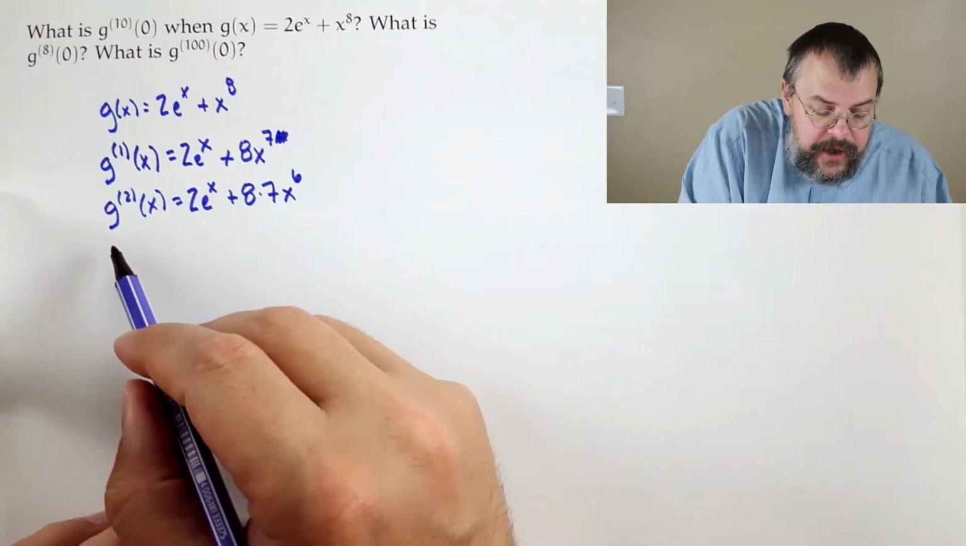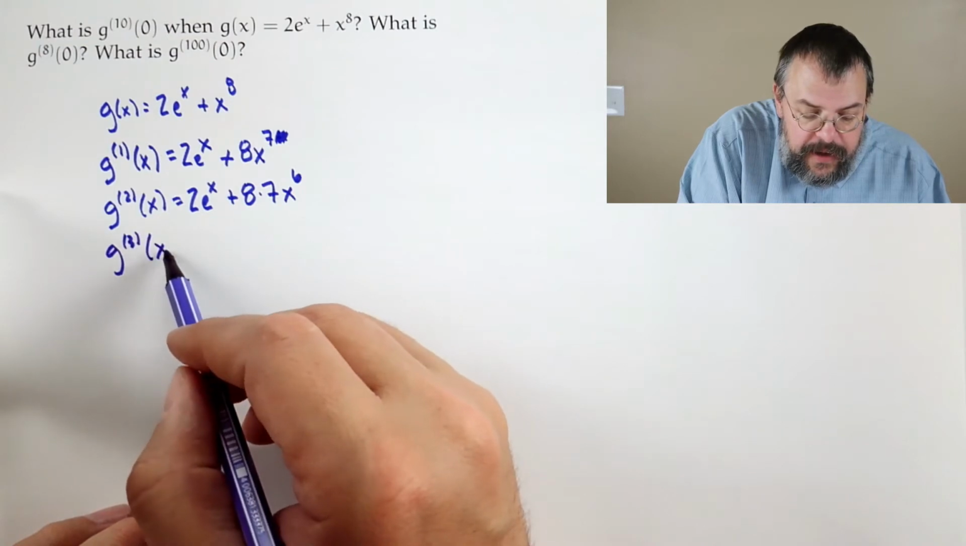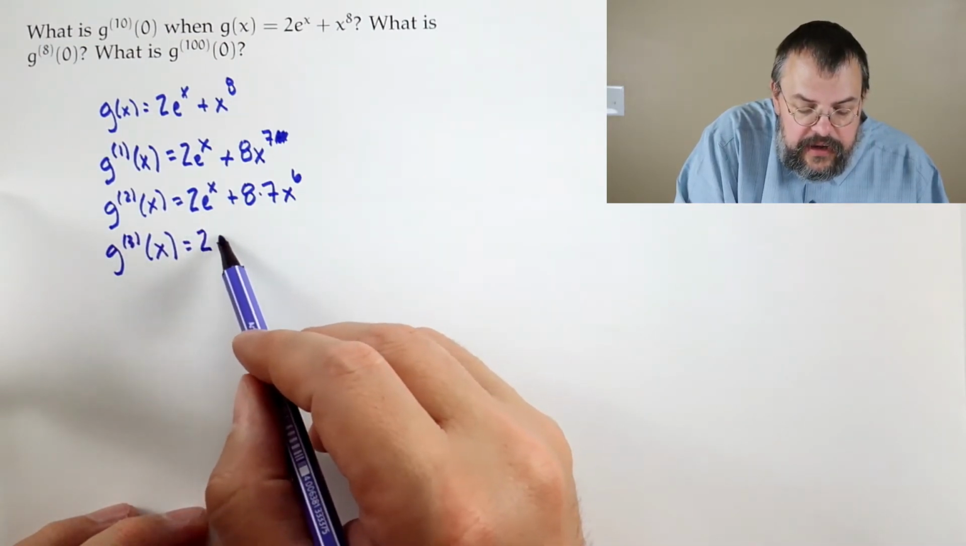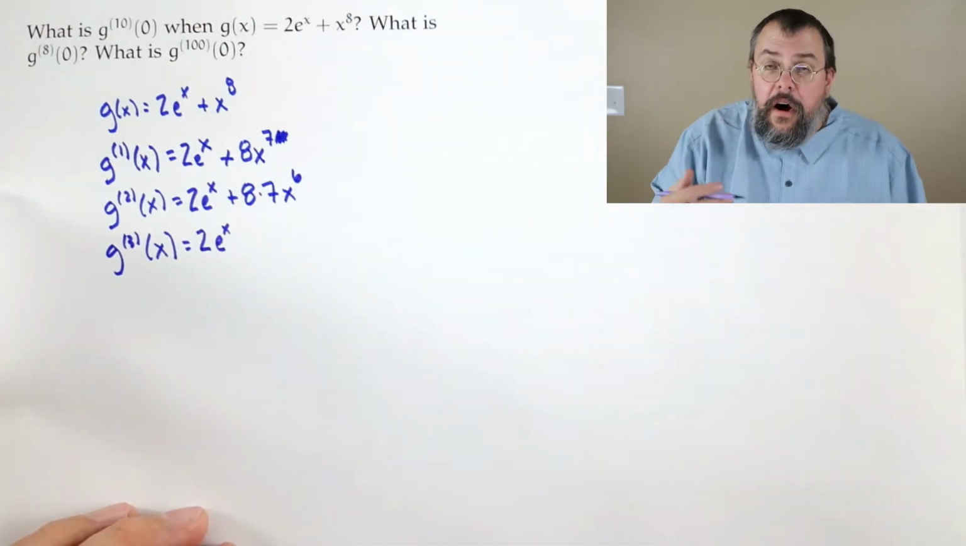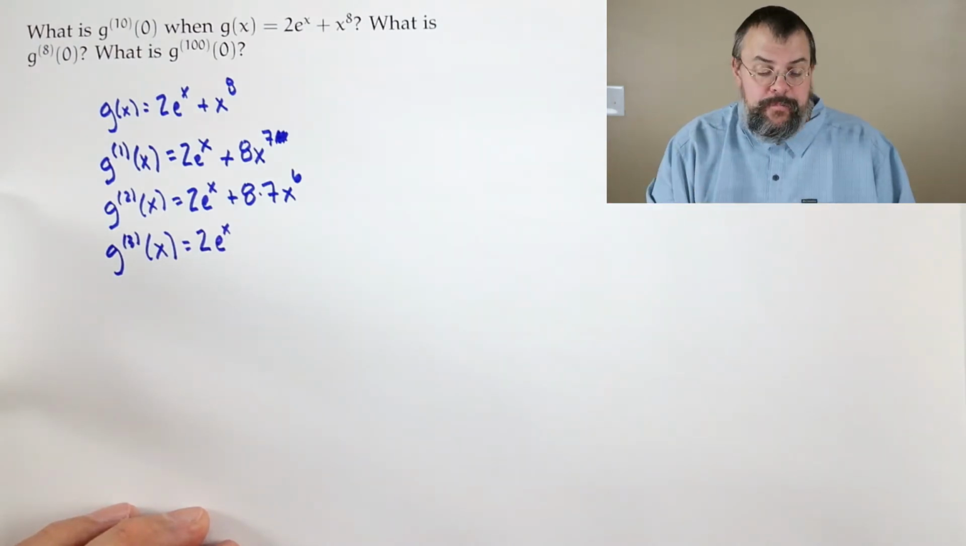All right, the third derivative. And don't worry, we're not going to do too many more. We're just going to go until we see patterns. So what would that be? Well, the derivative of 2e to the x is still 2e to the x. In fact, it looks like whenever I take derivatives of 2e to the x, I'll always get 2e to the x. We found a pattern.